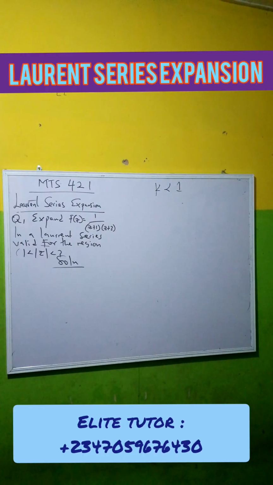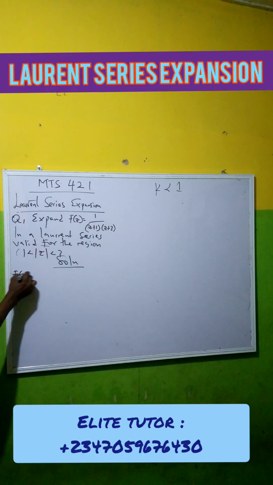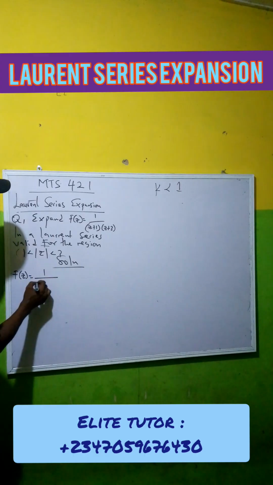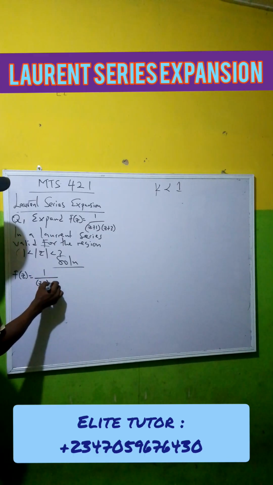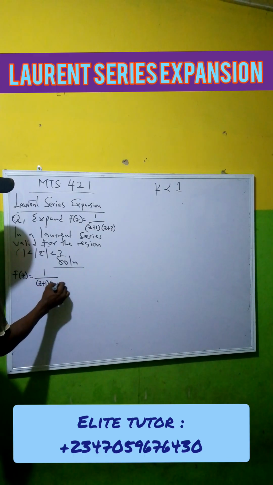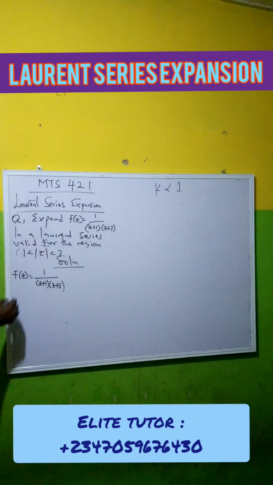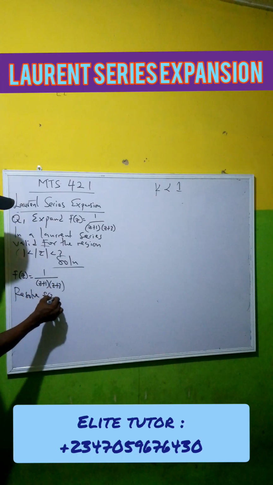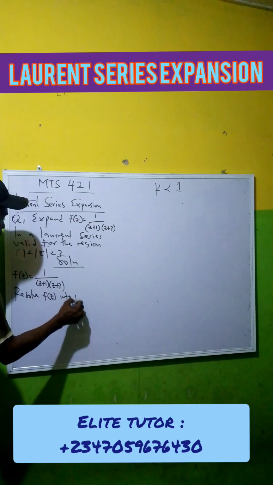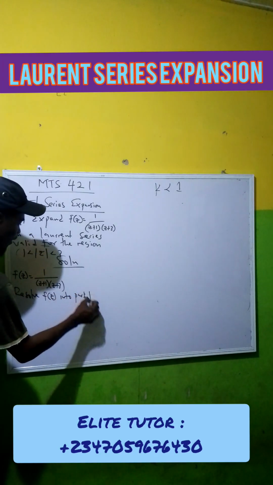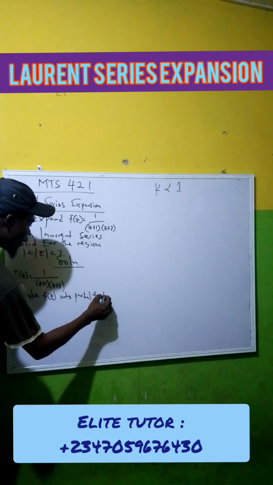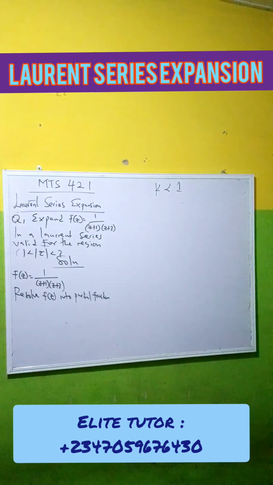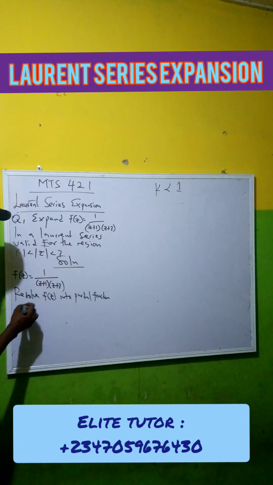What is the first step? The first step is to bring this out. You're having f of z equals 1 over (z plus 1)(z plus 3). So you have to resolve f of z into partial fractions. Into what? Partial fractions. No stress. Now let's resolve this into partial fractions.